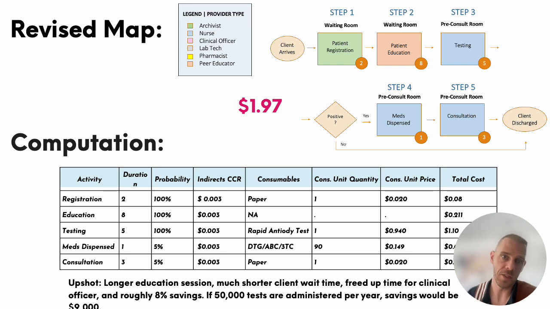And so the upshot of this is that we have a longer patient education experience, a shorter client wait time, the clinical officer has more time to be able to direct to other activities or other interventions, and we have roughly 8% savings. So if a facility administered 50,000 tests per year, that would be about $9,000 of savings for that one facility, essentially by improving the care delivery model, which could be quite exciting.